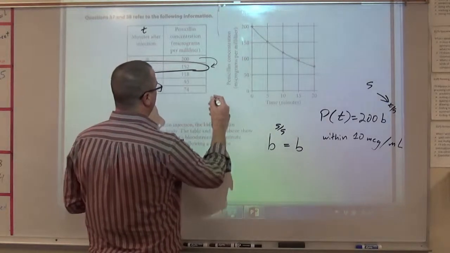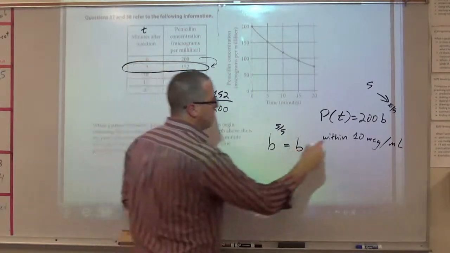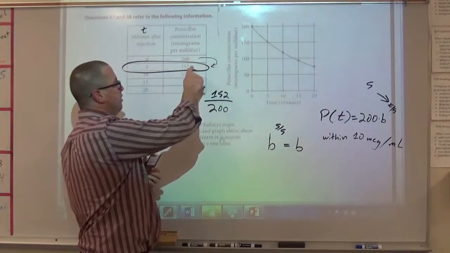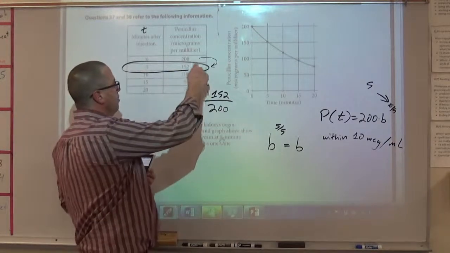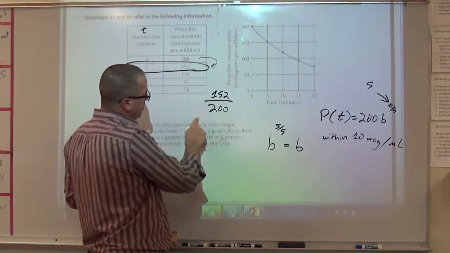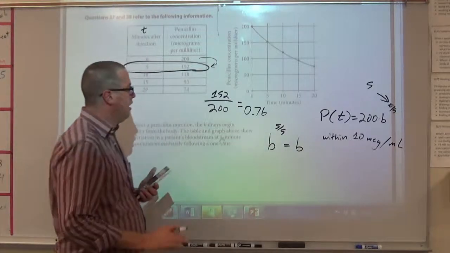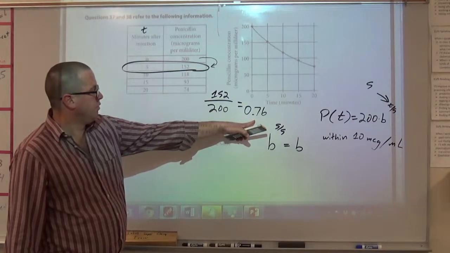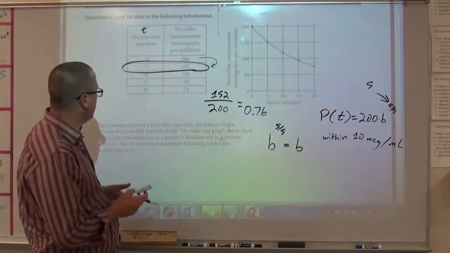So if I do 152 divided by 200, because right here we're multiplying 200 by something to get from 200 down to 152. So in order to figure out what I multiplied 200 with to get this, I'm going to do the opposite. I'm going to divide. So 152 divided by 200 gives me 0.76. Now what we need to do is make sure that this 0.76, if we multiply it with 152, gets us the next one.